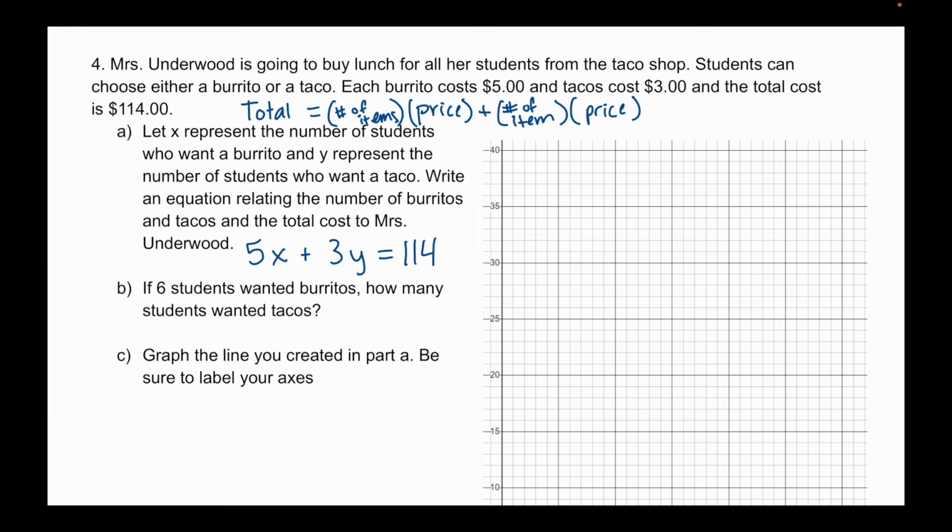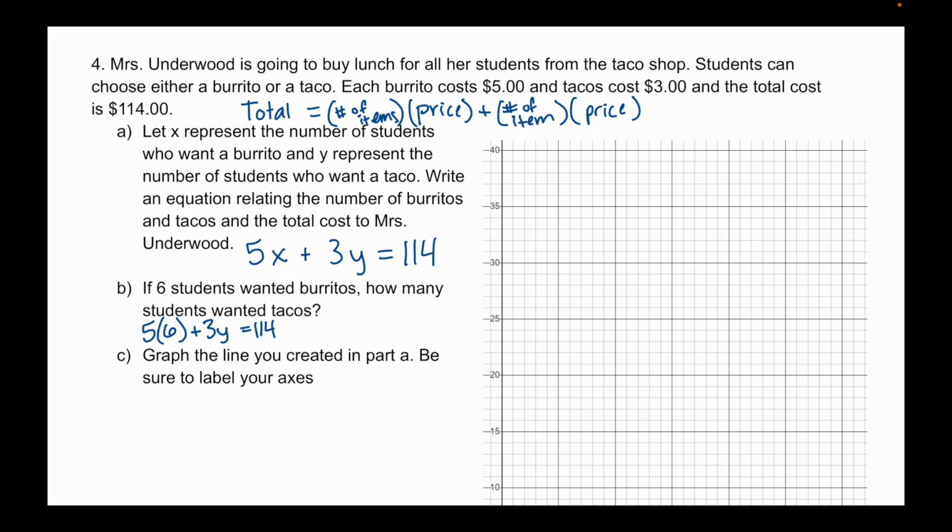Now we want to say, if 6 students wanted burritos, then how many students wanted tacos? We can actually plug some numbers in here and find that answer. So let's say 6 students wanted burritos, and burritos was X. So this is 5 times 6 plus 3y equals 114. So that's 30. I don't have a lot of space to do this work here, and we might actually be able to just read it from our graph.